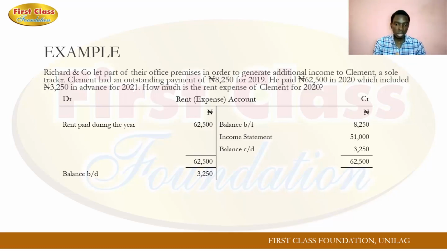Now we are told that he paid 62,500 in 2020, so that's the rent paid during the year, 62,500. That's going to be on the debit side, just as we did in the format, because if he's paying an expense, he credits his cash book and debits the expense account, so we are debiting the expense account here.